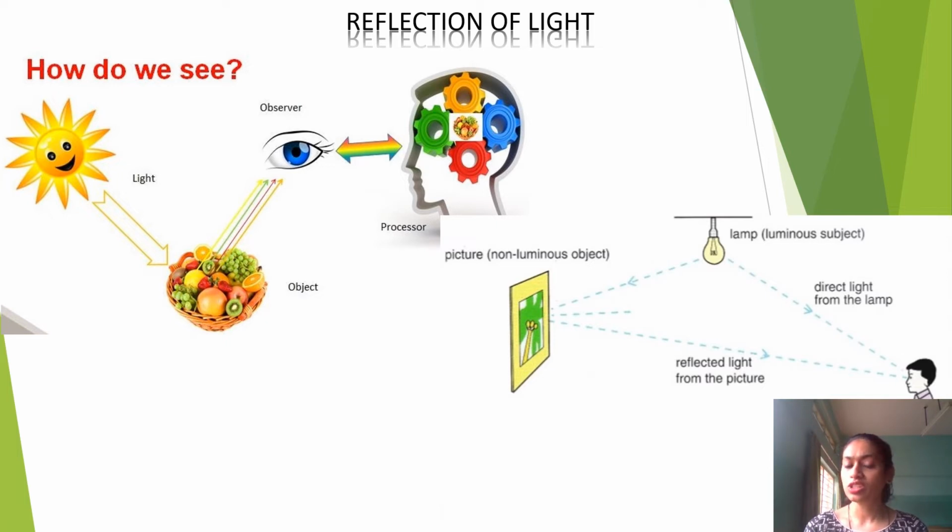There are two different pictures given, and you get an image of both the things. There is a picture which has a non-luminous object and a lamp, and direct light from the lamp comes towards our eyes, and the same light is also reflected from the picture.